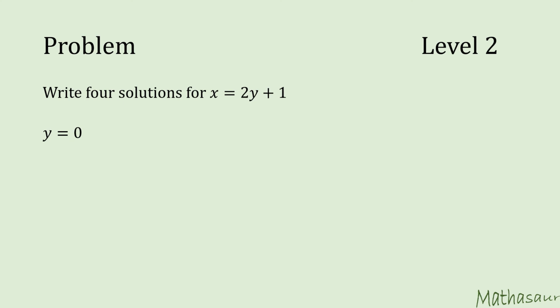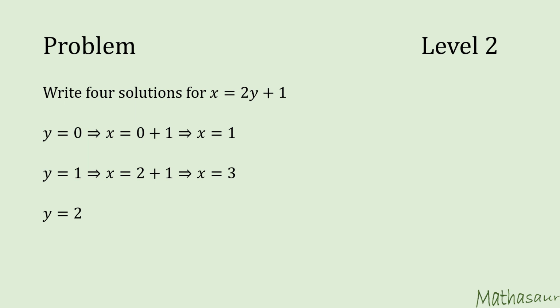Why do we start with y equals 0? Nothing in particular, it is just easier to solve. You can start with any other number. You could start with -2, -1, 1, 2, whatever you like. Let us start with y equals 0 again. So we get x equals 1. Let us put y equals 1 and we get x equals 3.